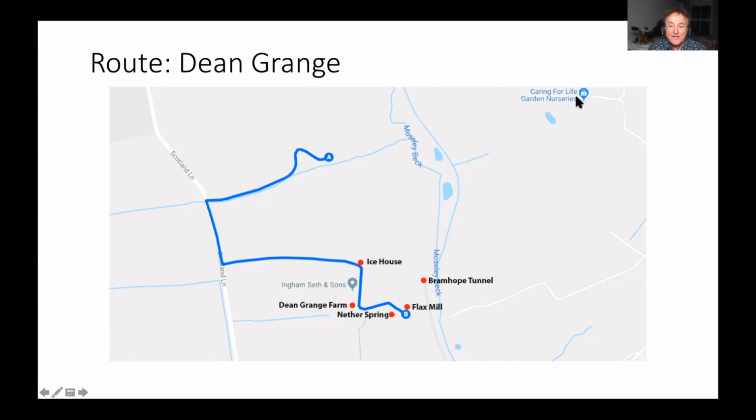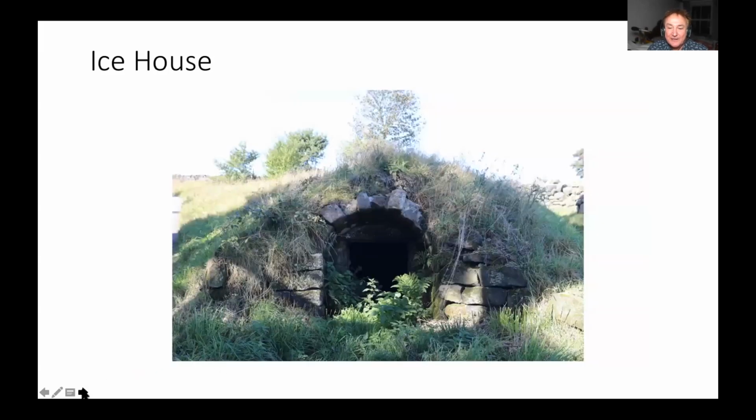You can see where Caring for Life is as well. I think there's a track path that leads across there. And you can see here the path that I'm going to follow further down the valley, coming off Grange Farm there. So you can walk all over this area. So the ice house is there, then coming down to the farm itself and coming down this track to see the Nether Spring, where Horsforth Water used to be bottled, and the other flax mill down here, and then just coming down to look at the Bramhope Tunnel as well.